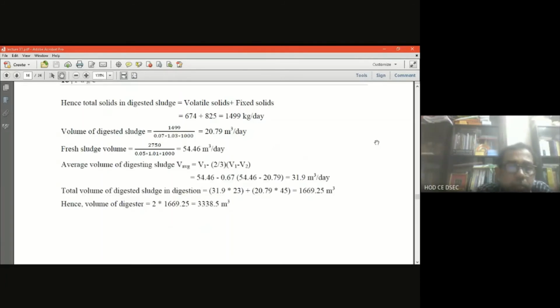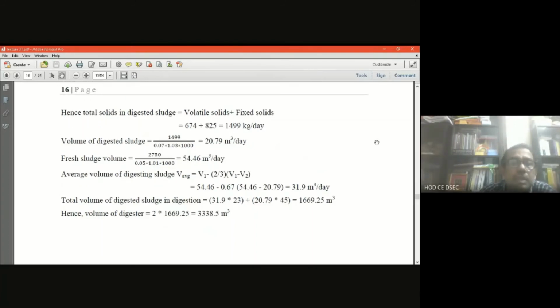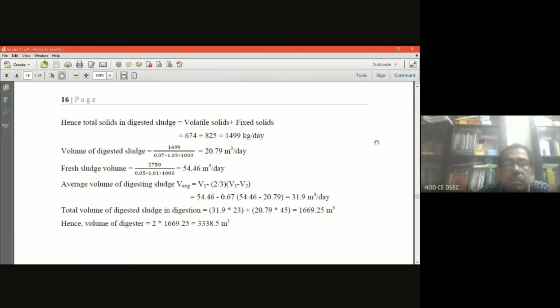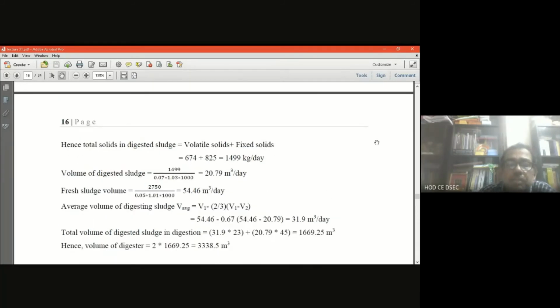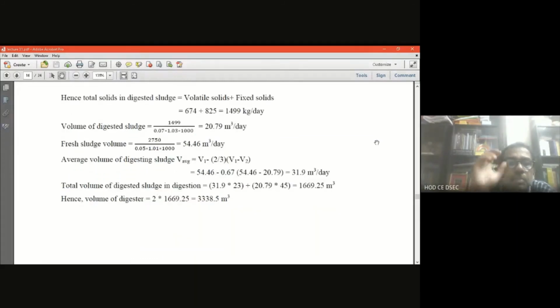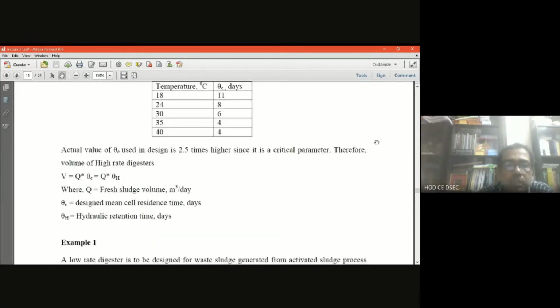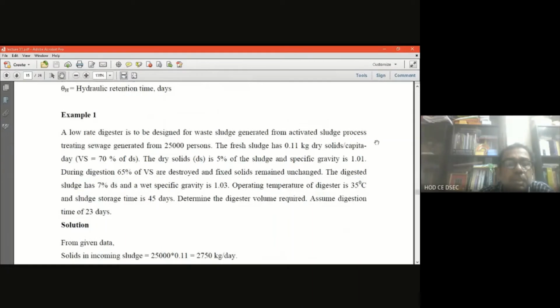Once again I am telling you, it is V1 minus 2/3 of (V1 minus V2), where V1 is the fresh sludge volume and V2 is the volume of the digested sludge. And finally, the average volume of the digesting sludge will be multiplied with the digestion time.